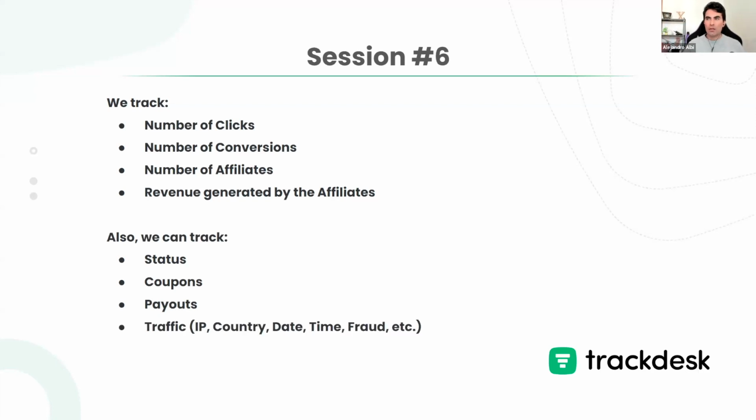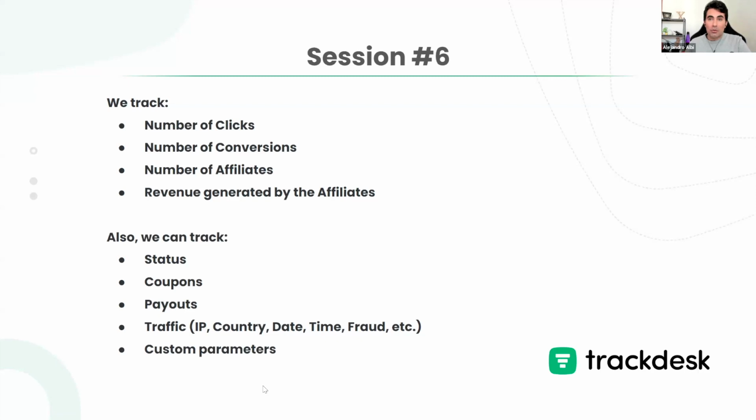Also, we can track the traffic, for example, the IP address of the traffic that comes to you, like the country where it comes from, the date when it was created, if there's a fraud suspicion behind it, and so on. So overall, we're going to focus on the first ones, which are the ones that can show us more general information of our program. The second ones we'll take more as informative and not that relevant at this point for making decisions. However, I'm going to show them afterwards in the reports.